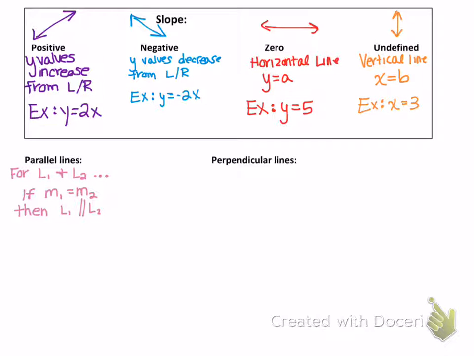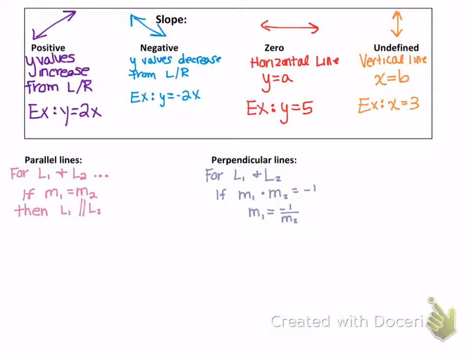So, for the same two lines, if m1 times m2 equals -1, so if I divide both sides by m2, m1 is equal to -1 over m2.